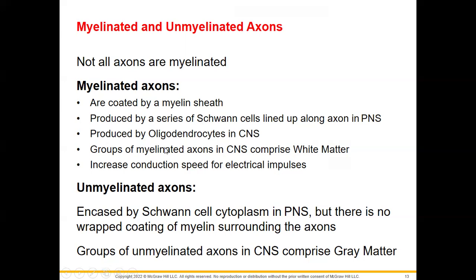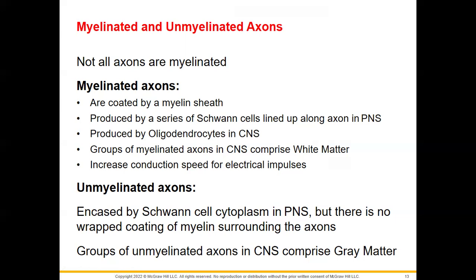Groups of myelinated axons in the central nervous system are what makes up white matter. So when you start discussing the gray matter versus the white matter of the brain and the spinal cord, the white matter is made up of myelinated axons together.